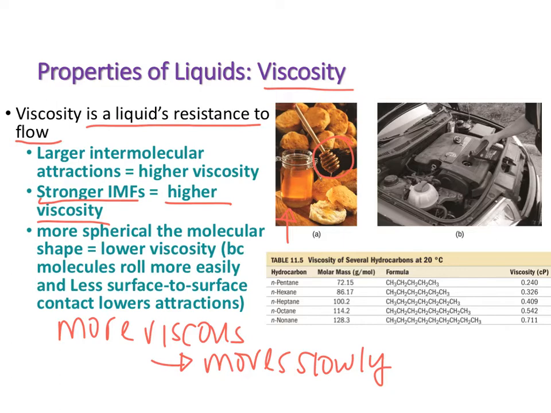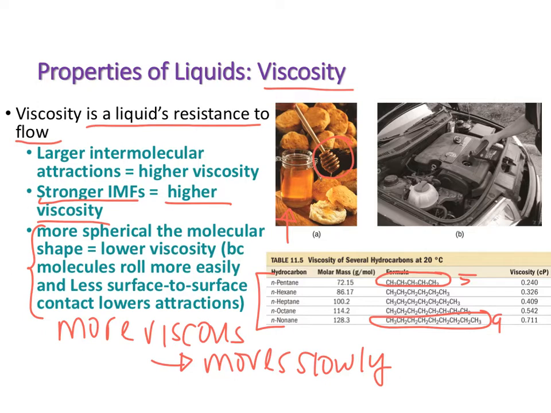And the major thing I want to point out here is that shape does affect viscosity as well. To illustrate that, I want you to look at this list of hydrocarbons. This list has the shortest hydrocarbon to the longest hydrocarbon. So pentane has 5 carbons in it, and then nonane, I say nonane, I don't know how it's actually pronounced, has 9 carbons.